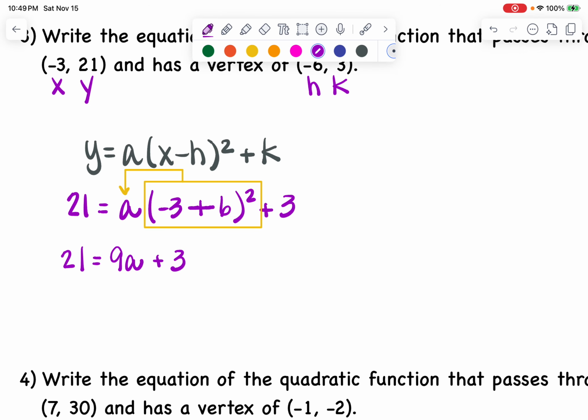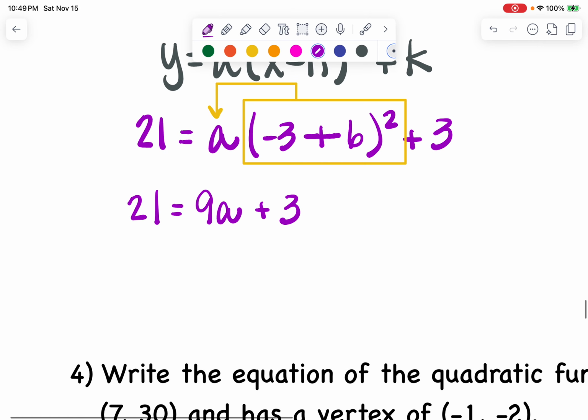And yay, we've got a two-step algebra equation to solve for a. So you know the steps, right? We're going to subtract the 3, which is going to give us 18 equals 9a. You can see where this is going, hopefully, right? Because we're going to divide by 9 on both sides. And that will give us a equals 2.